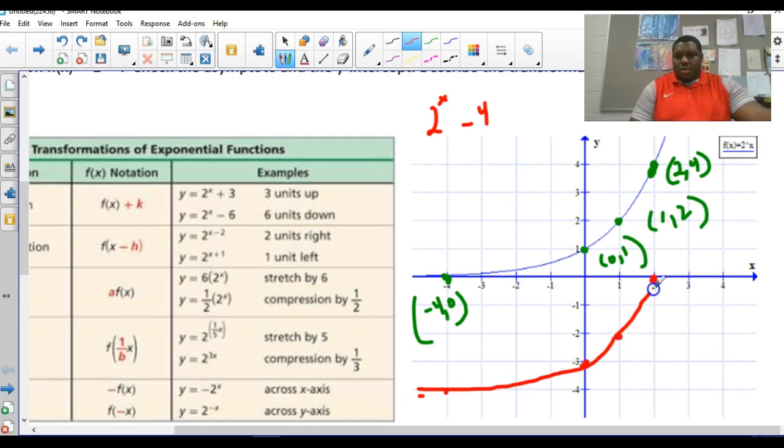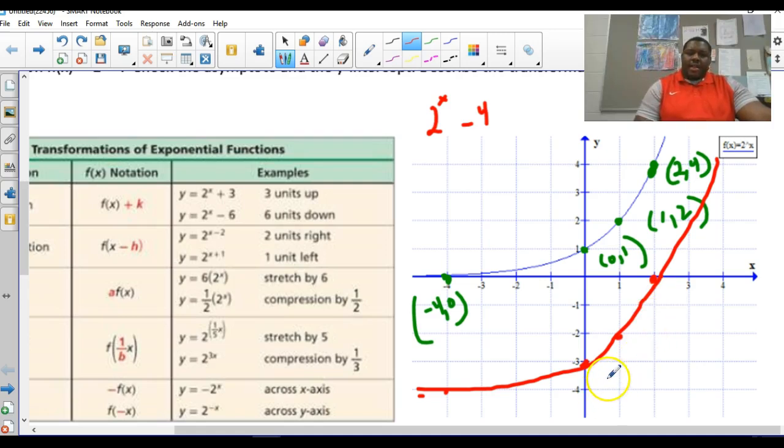My new graph. All I did was move the y down 4. So take all these y values: 0 minus 4, negative 4. 1 minus 4, negative 3. 2 minus 4, negative 2, which is this point right here. And this point right here, 4 minus 4 is 0. I just moved them down.